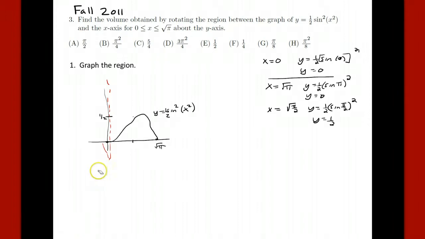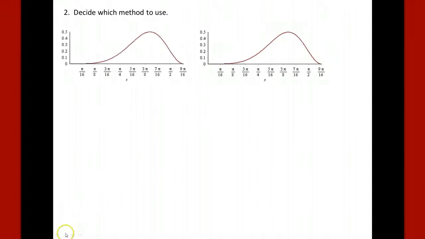Alright, great. So what do we do? Well, we have to figure out which method to use. That's the next step. Decide the method we're going to use. Here are two accurate graphs. And so when we're deciding the method we use, we draw in rectangles. One that is parallel to the axis of rotation and one that is perpendicular to the axis of rotation. So here's a rectangle that's parallel to the axis of rotation. Here's a rectangle that's perpendicular to the axis of rotation.